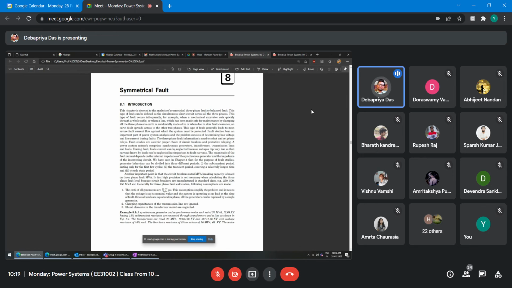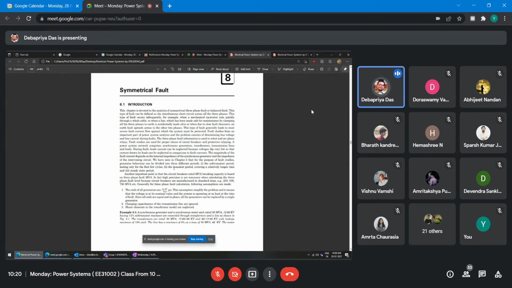For the purpose of fault study, generator behavior can be divided into three different periods: the subtransient period lasting only for the first few cycles, then the transient period covering a relatively longer time, and then the steady state period. So subtransient reactance, transient reactance, and steady state reactance, all these may be necessary during these fault studies. A little bit you have studied in your fourth semester, perhaps, in the electrical machines course.